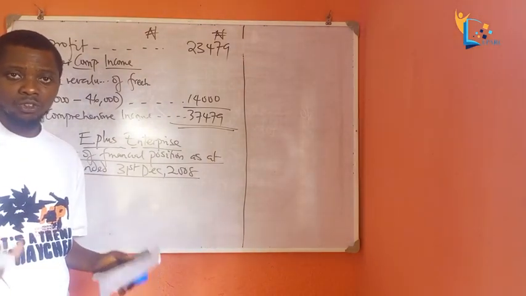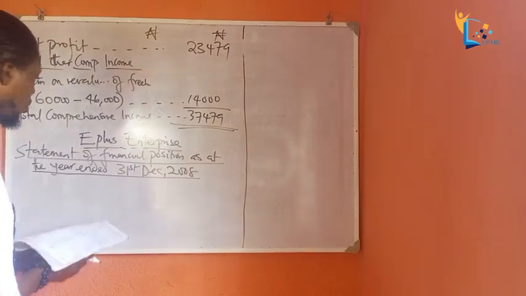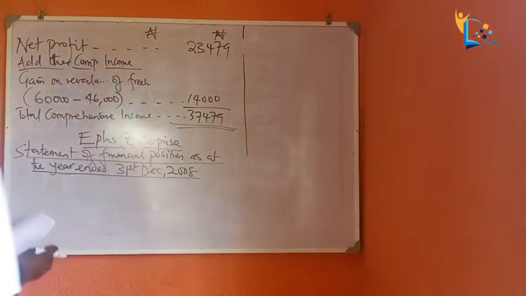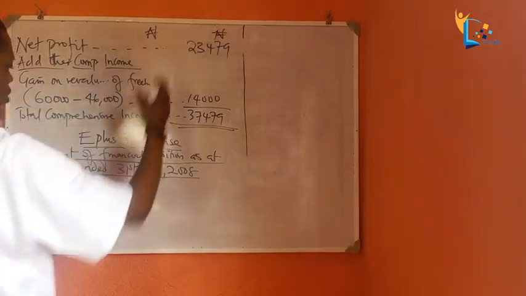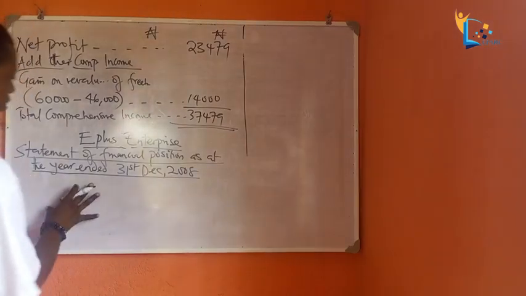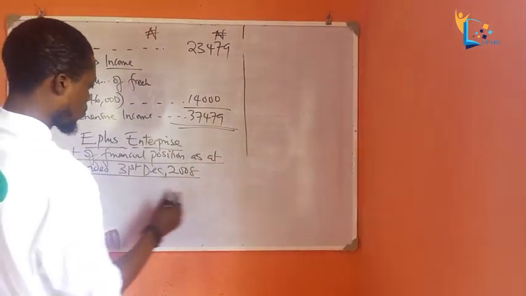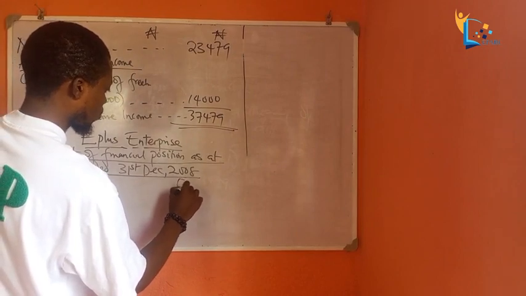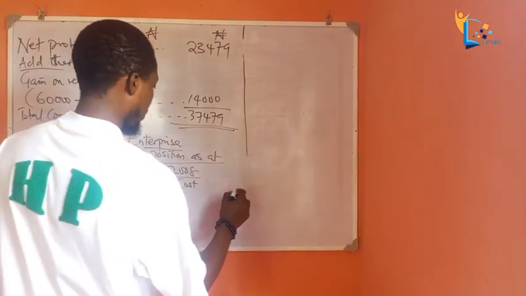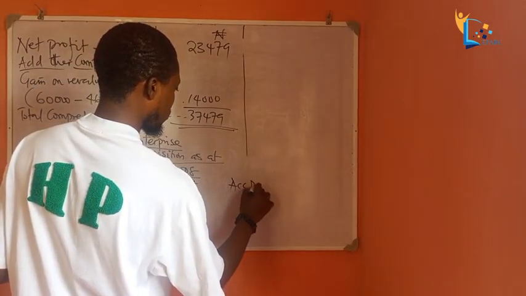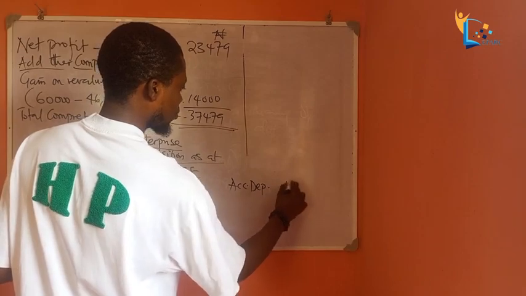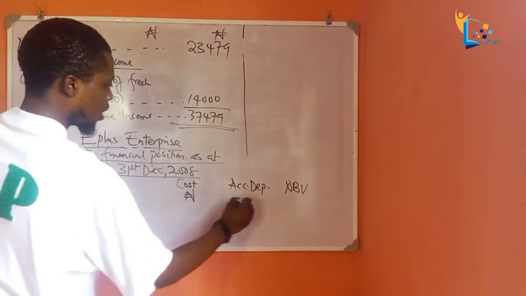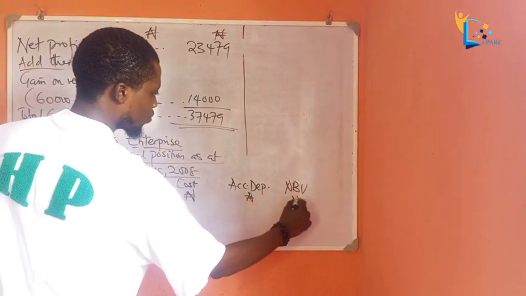Do you understand? Are we together? So let's flow. Here we had 2 naira signs; here we're going to have 3 naira signs, and these are going to serve as costs, accumulated depreciation, and net book value.